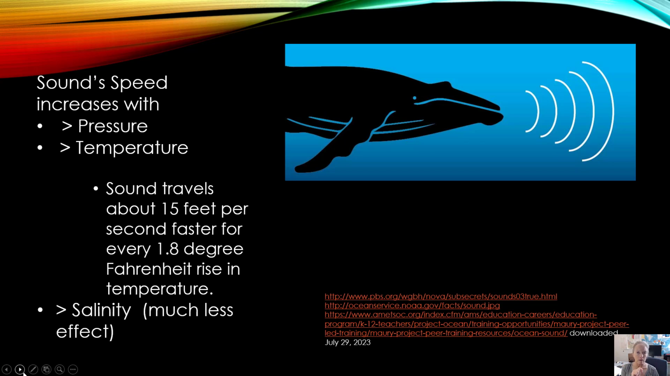So anyway, I put in a little aside there, that for every 1.8 degrees Fahrenheit you go up, so a little less than 2 degrees, the sound travels about 15 feet per second faster. Again, I won't ask you some detailed question like that on the test, but I would want you to know that the warmer the water is, the faster the sound goes. Salinity also, all 3 of them, pressure, temperature, and salinity, make sound move faster. Salinity is not as big an effect.